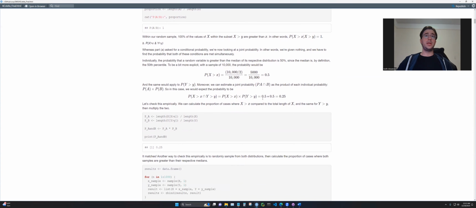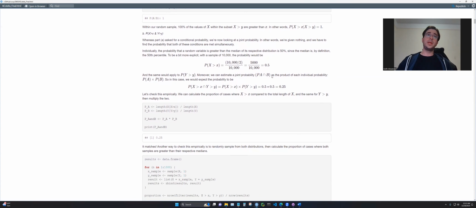Moving on to letter B, we're now looking at a joint probability that both x, the random variable, is greater than lowercase x, and random variable y is greater than its median, lowercase y. I think the key thing here is that if we look at these marginal probabilities individually, we know that because these are the medians, by the definition of the median, it represents the 50th percentile. So the probability of both of these is going to be 0.5.